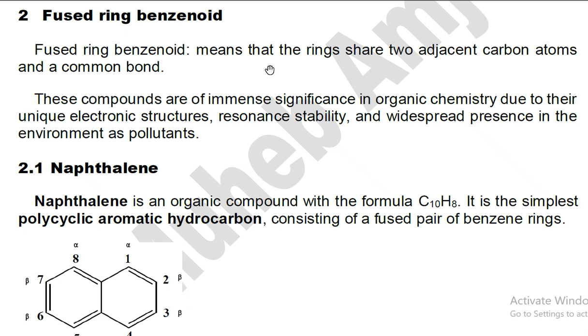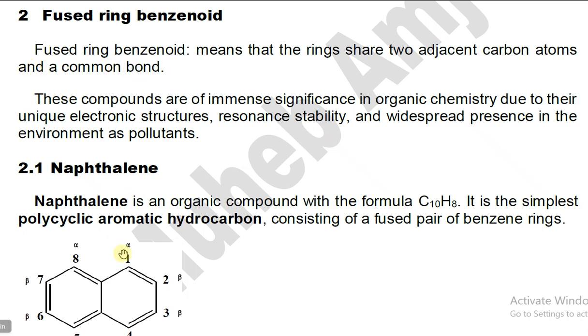You are welcome again in our organic class. So we start with the second lecture on the polycyclic aromatic hydrocarbons. We stopped at the fused ring benzenoids, and we will continue with our subject for this title. Fused ring benzenoids means that the rings share two adjacent carbon atoms and a common bond.